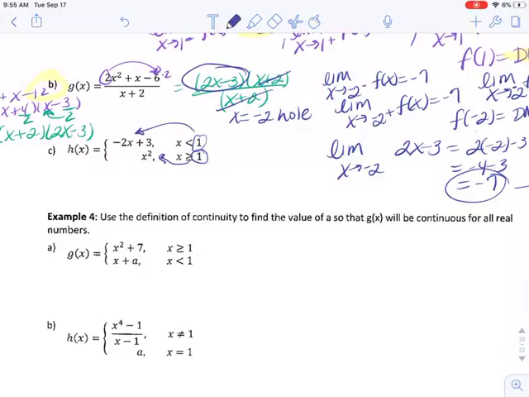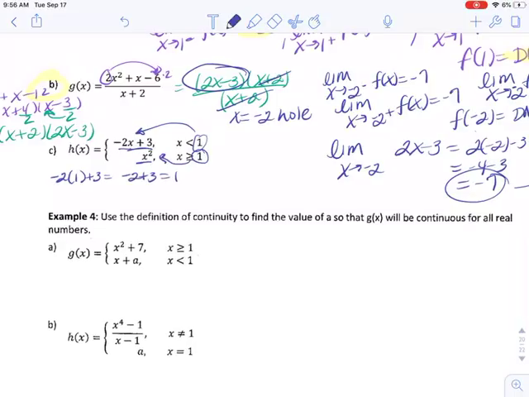I don't see any rational functions. I don't see any fractions. So there's nowhere where it's undefined on this line or on this quadratic. I just need to make sure that the values are the same for x equals 1. So I'm going to plug x equals 1 into -2x plus 3. So let's see what I get. -2 times 1 plus 3 is -2 plus 3, which is 1.